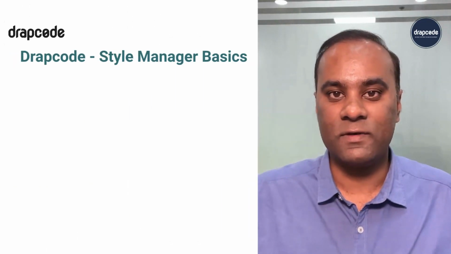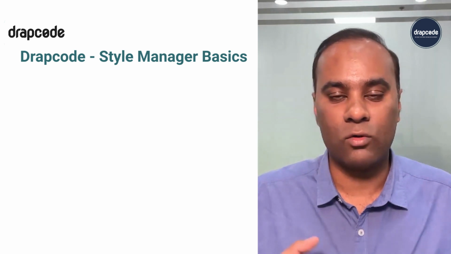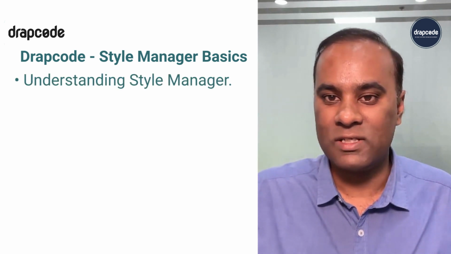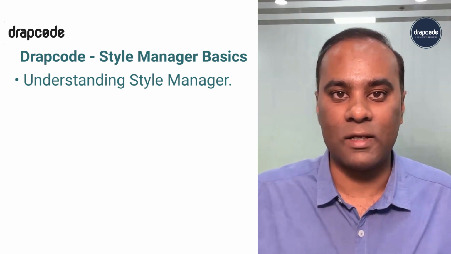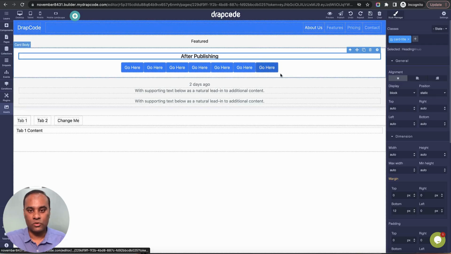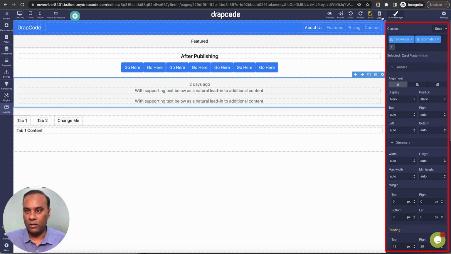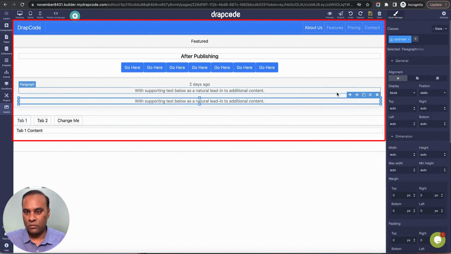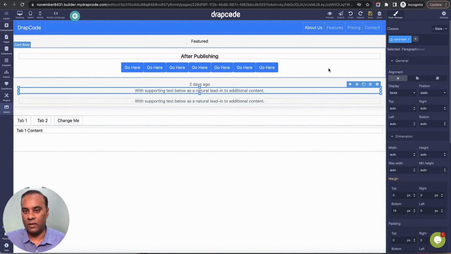So in the previous video, we have seen what exactly this builder is. In this video, we will understand about the style manager, what exactly style manager is and how to use it. So style manager is a layer or a section which appears here on the right hand side, and it basically keeps changing on the basis of which component or which element you are selecting.